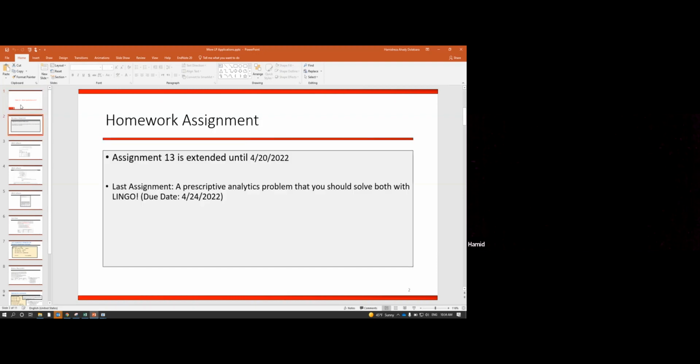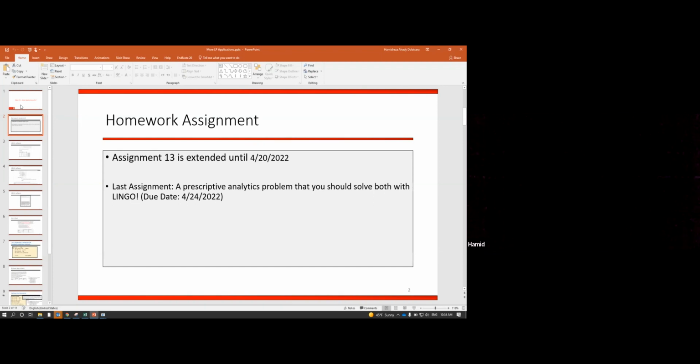As I mentioned over the Telegram group, assignment 13 is extended, and you can submit it through Lingo, which you learned today. That's the reason why I extended it almost one week. Also, your last assignment is basically solving one of your previous problems through Lingo.